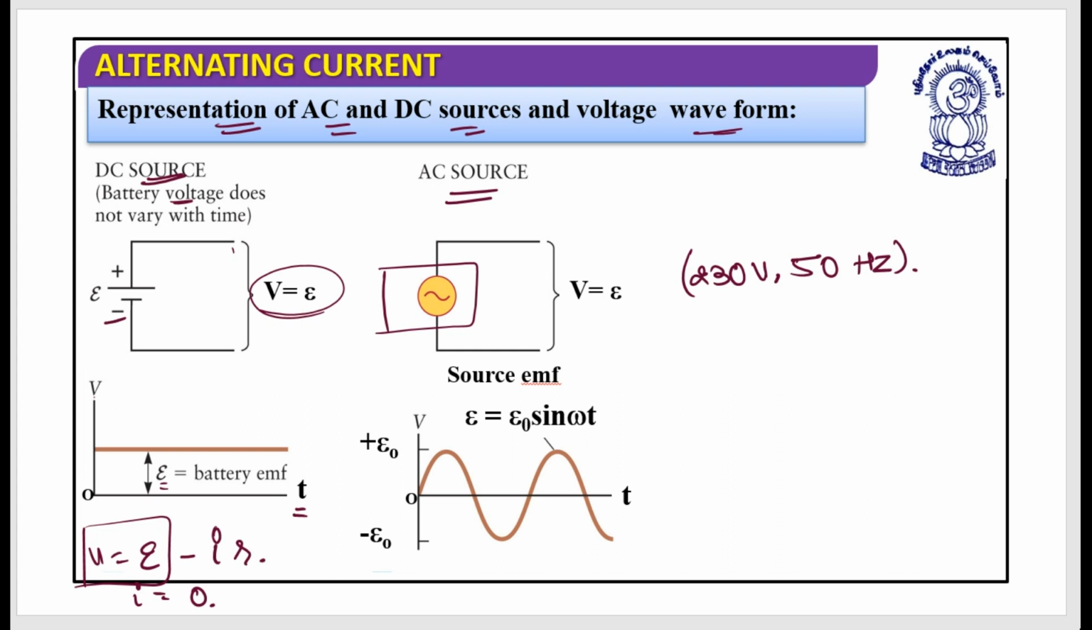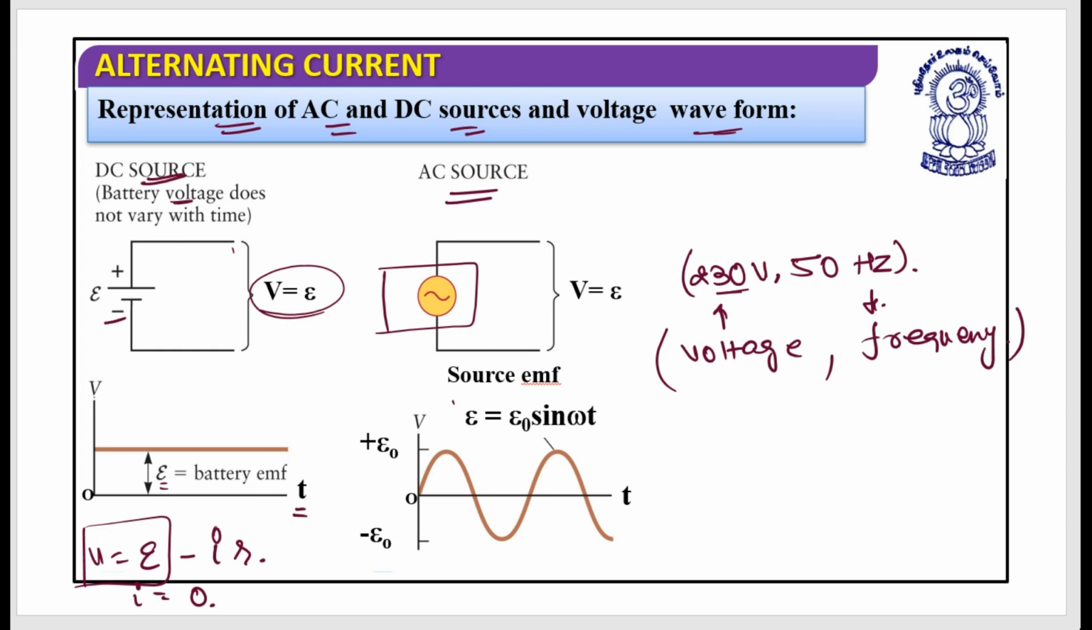It would always have two factors: one is the voltage, and another is the frequency. Always it will be described by these two parameters, 230 volt and 50 hertz. In USA it is 60 hertz. So it depends, and it changes from country to country according to their requirements. But in India we have chosen 50 hertz and 230 volt.